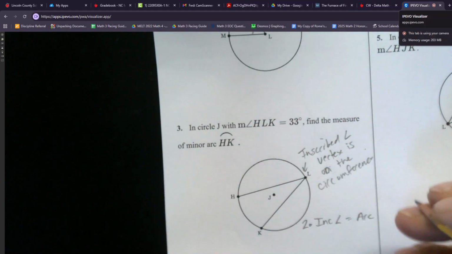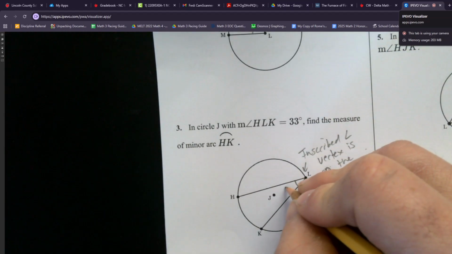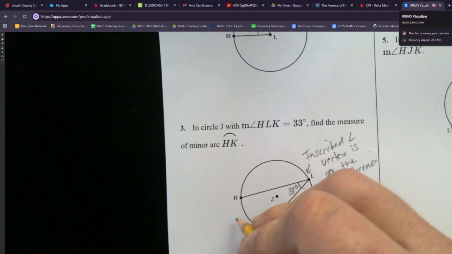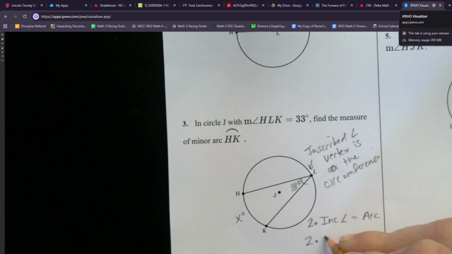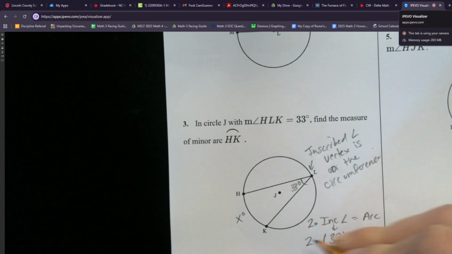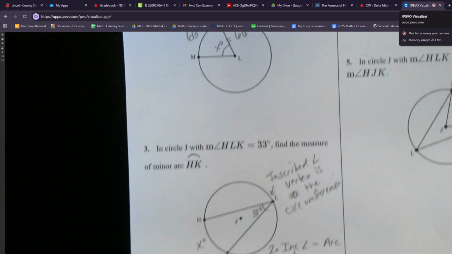Okay, so it says HLK, which is the inscribed angle, is 33 degrees. What is the measure of HK? All right, so that means it's 2 times 33, inscribed angle is 33, equals the arc. So the arc is equal to 66 degrees.